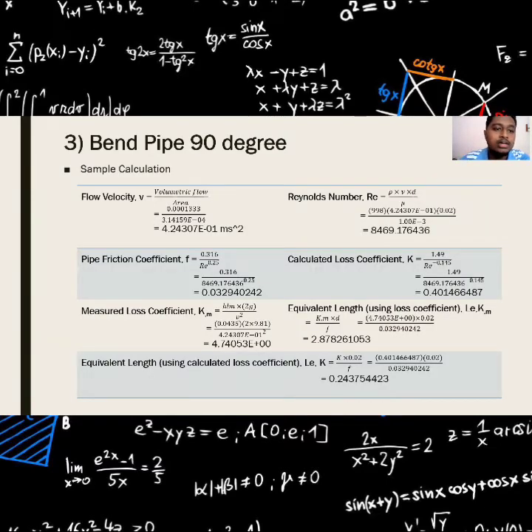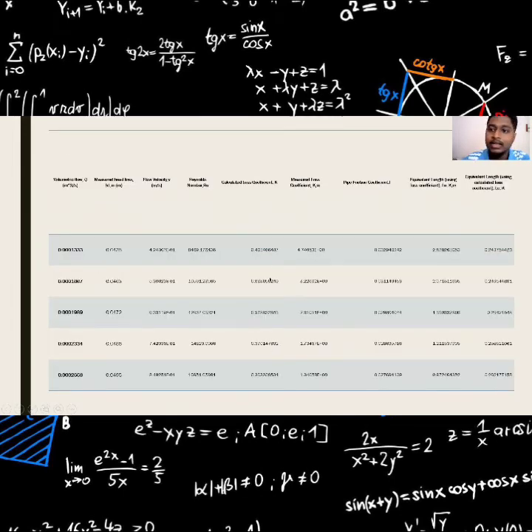Third is the bend pipe 90 degrees. So this is the sample calculation and the formulas are the same as the elbow 90 degrees, just the values are different. And this is the final table for the result for the pipe 90 degrees.